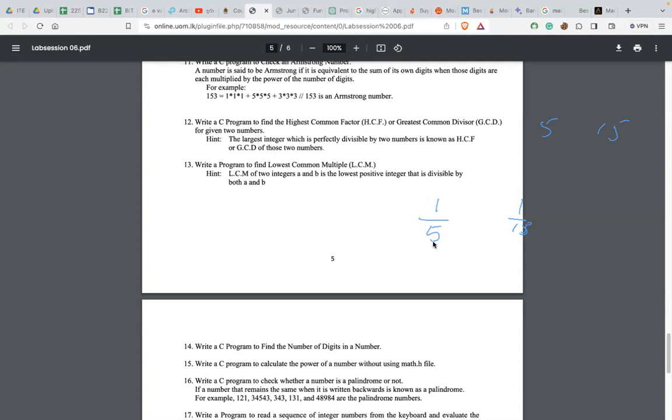Okay, can 1 be divided by 5? No. Can 1 be divided by 15? No. Okay. Always, 5 can be divided by 5 and onwards.